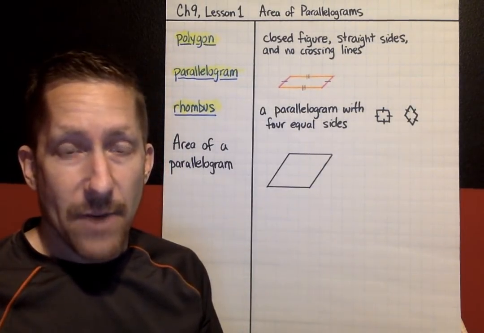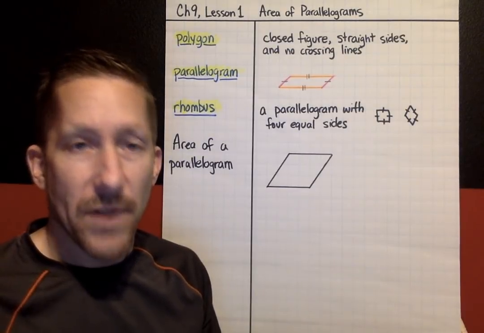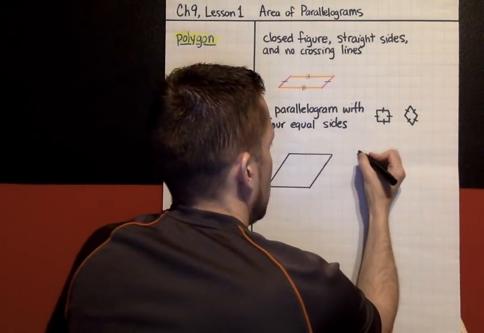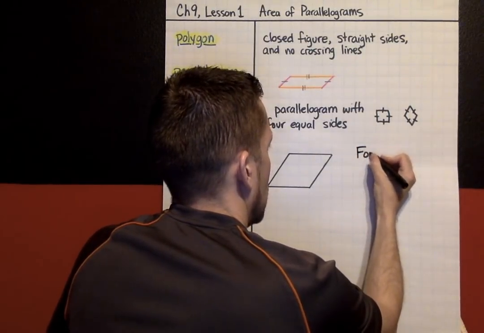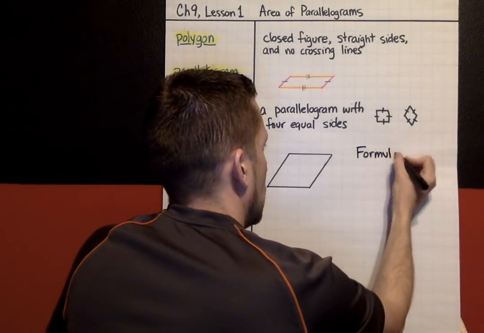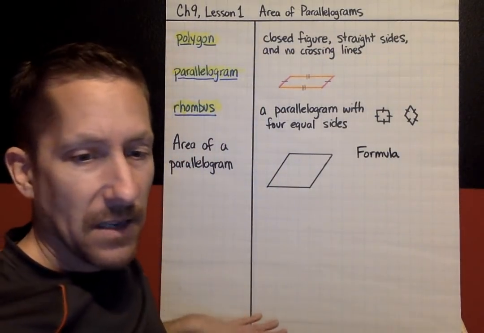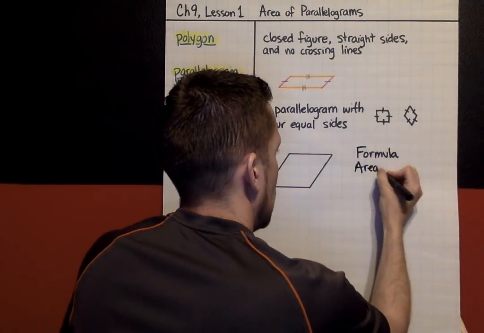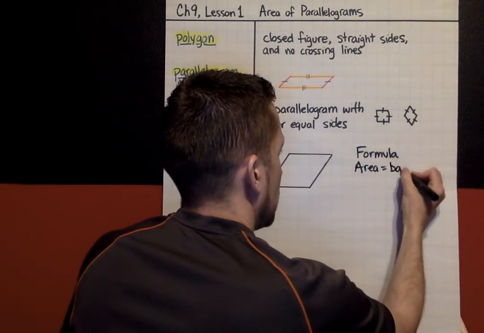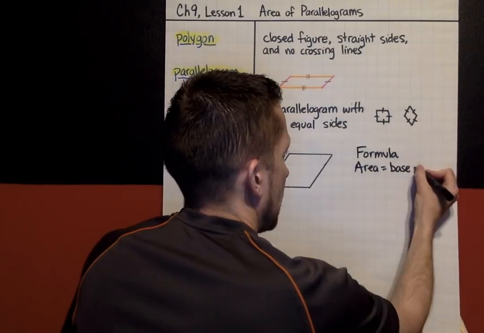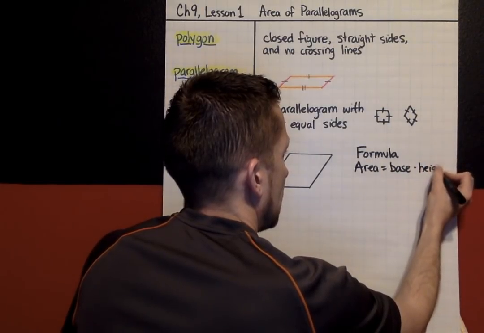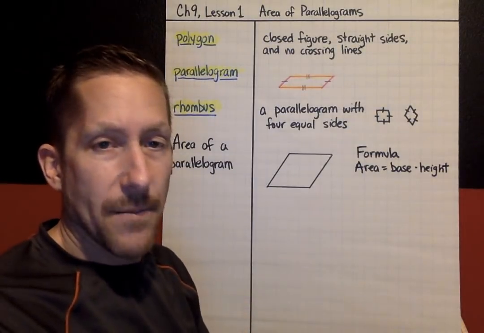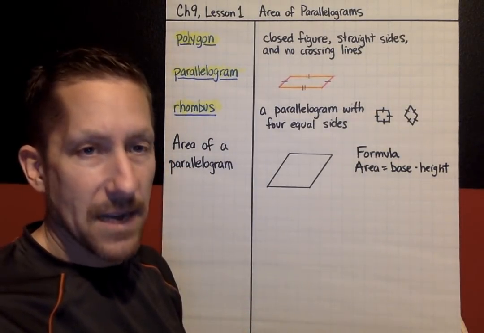Yesterday, or during the lab rather, you explored area of a parallelogram. Today we're making it official. And the formula for area of a parallelogram is this. Area equals base times height. The formula of a parallelogram is area equals base times height.